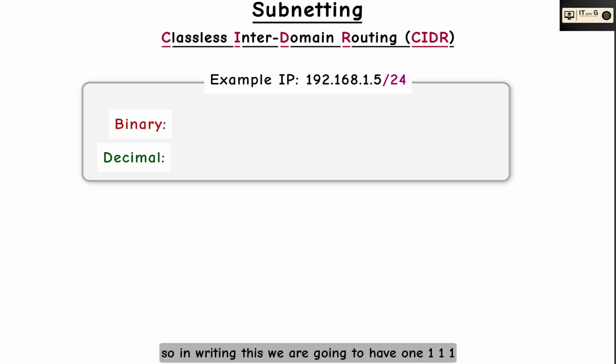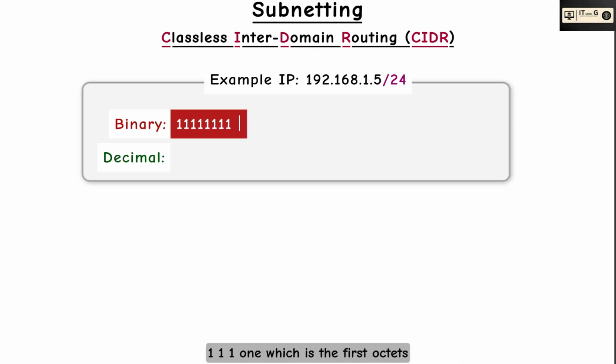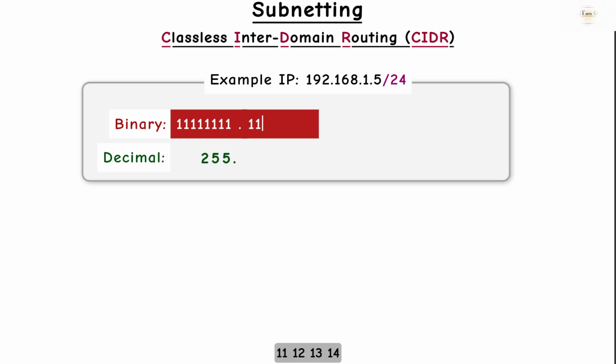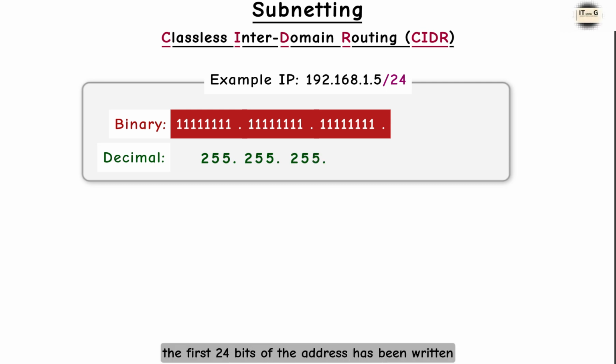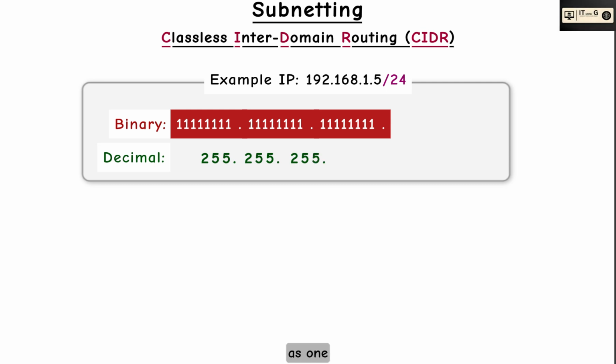So in writing this, we are going to have 1 1 1 1 1 1 1 1, which is the first octet. This is 8, so 9, 10, 11, 12, 13, 14, 15, 16, and then we go on, 17, 18, 19, 20, 21, 22, 23, 24. So now we see the first 24 bits of the address have been written as 1. That is just what the /24 is telling us.